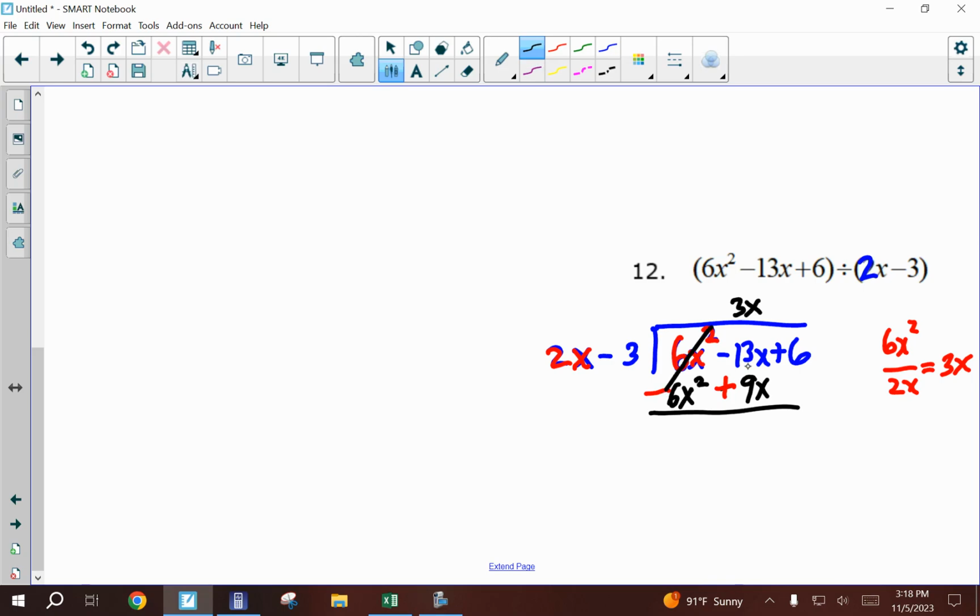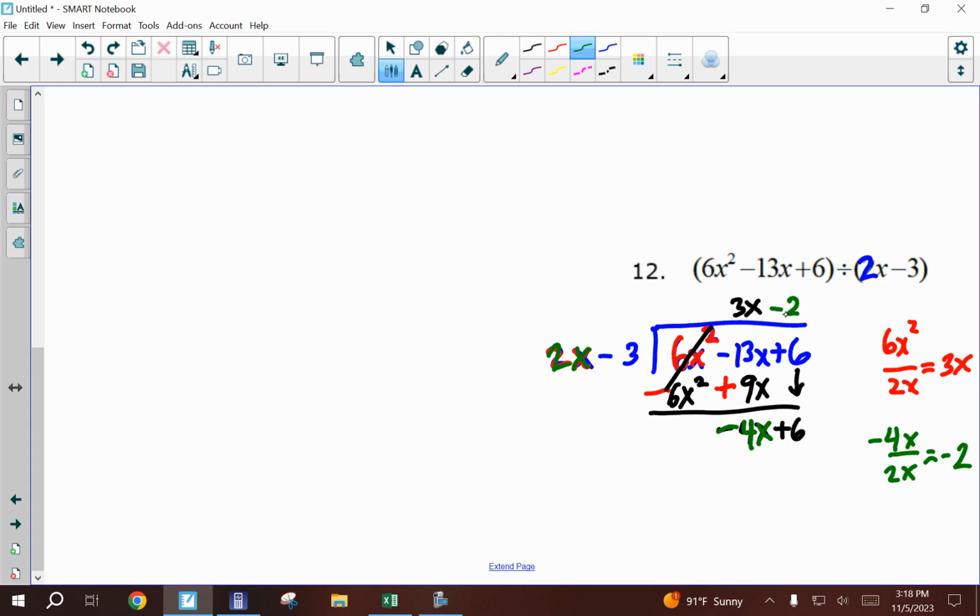So if I combine these, that's -4x, and then I can drop this down. So -4x plus 6. So now what I'm going to do is take the first one from the inside, and again, I'm going to put it on top of the first one from the outside. So I'm going to stack them. So I have -4x all over 2x. These x's cross out, so I'm just left with -2. So I'll put a -2 up here.